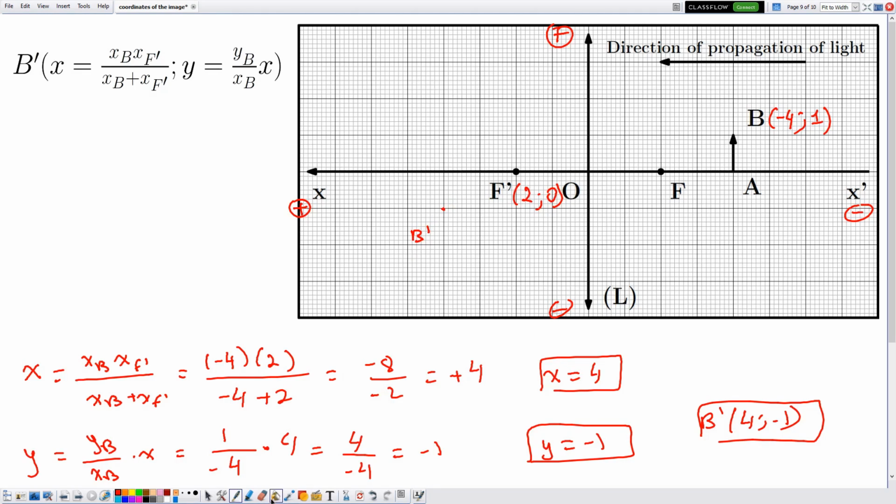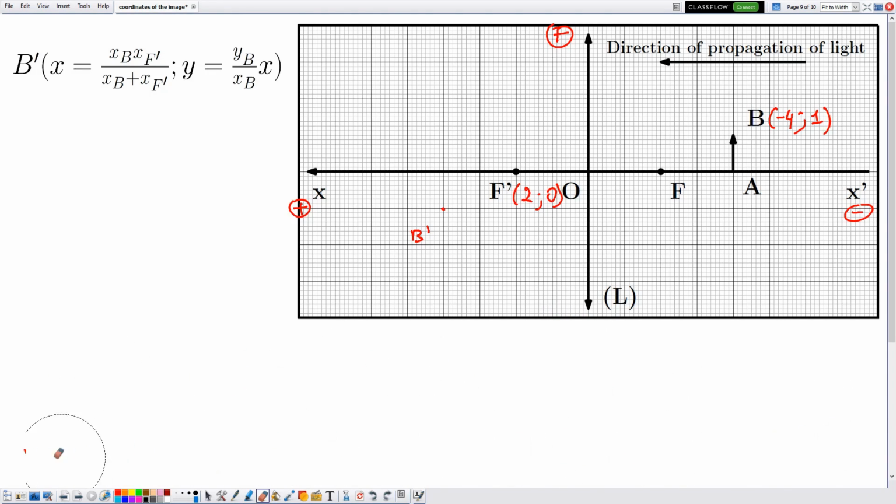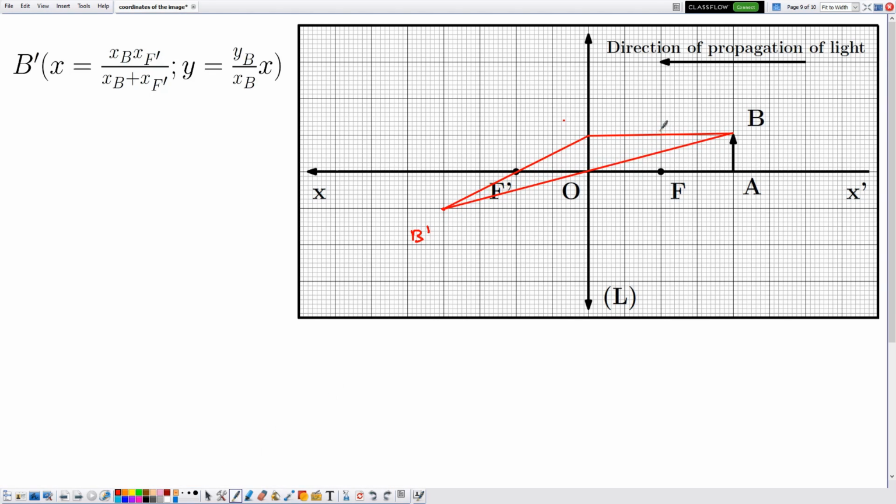And now let's check by tracing the rays of light. So the first one, the direction here from right to left, so it will be issued from B from right to left, hitting the lens at this point. It will emerge passing through the image focus, and another one passing through the optical center will emerge without deviation. Okay, and by this we have finished explaining this method.